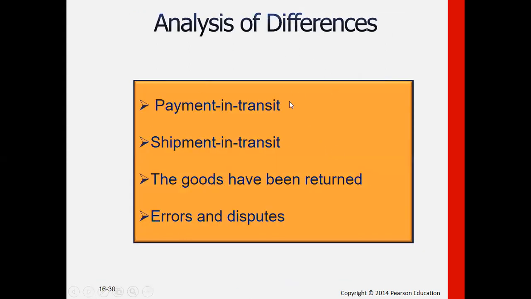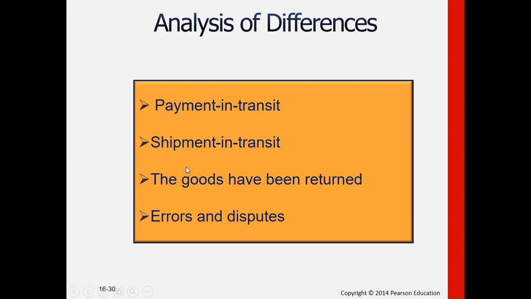Then for the differences, it's possible that there could be payment in transit, meaning payment that is actually still floating. When we say floating, it's not yet reflected in the records of the business. It's possible it has been recorded in the bank, but not yet in the books of the company. So if we check real time with the bank, it's possible that it's there.